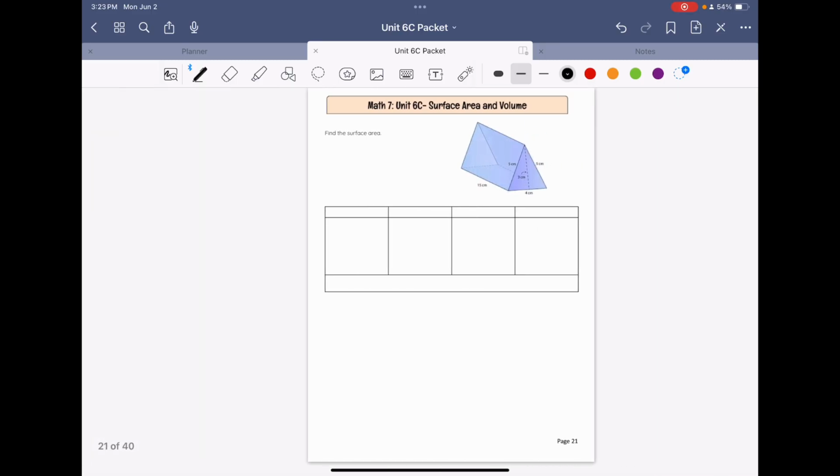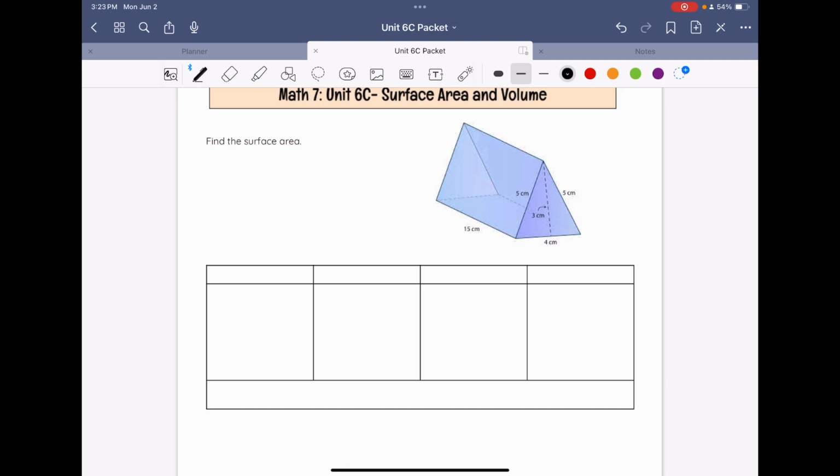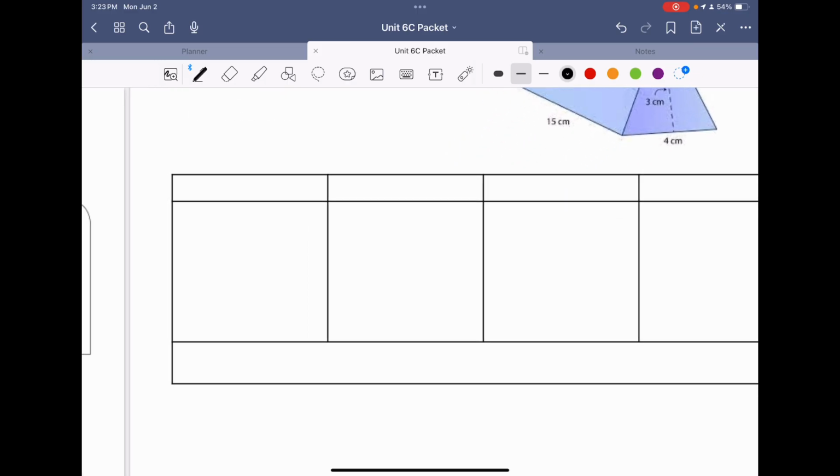Next page. All right, I'm going to have you try this one on your own, so please pause the video and try it out when you're all set. When you're all set, please check your work.